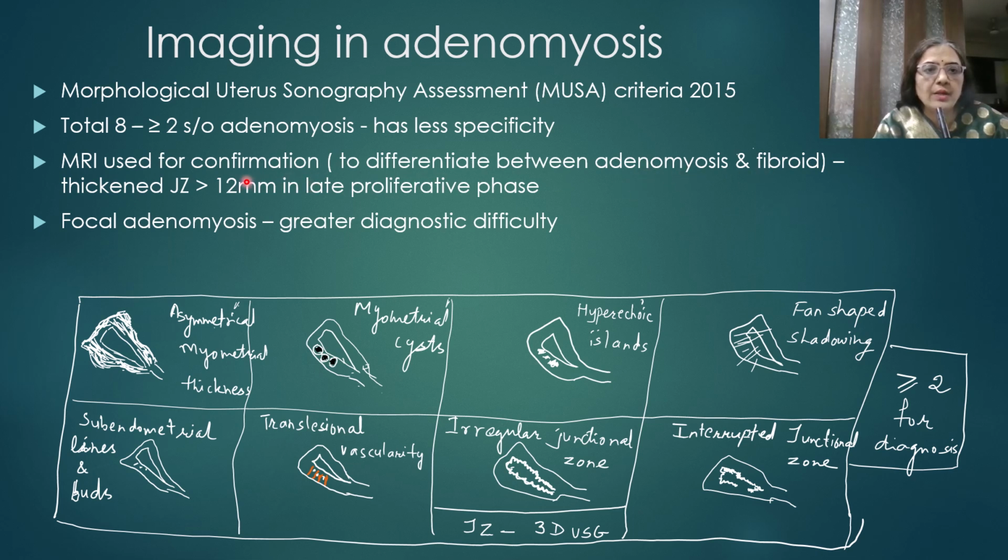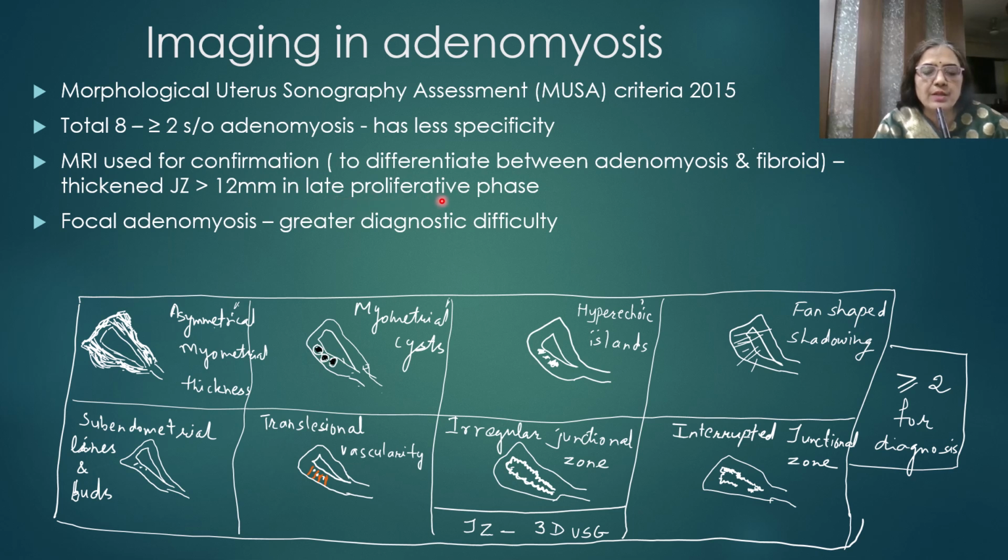MRI helps a lot whenever there is, as we have already seen, a coexistence of fibroid and adenomyosis. Whenever adenomyosis is present in a case of leiomyoma, it is more difficult to diagnose preoperatively by ultrasonography, and in these cases MRI especially helps. Whenever the junctional zone is thickened and thickness is greater than 12 millimeters, especially in late proliferative phase.